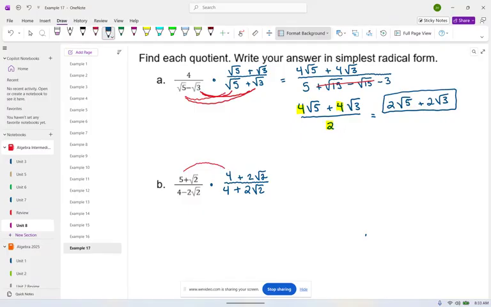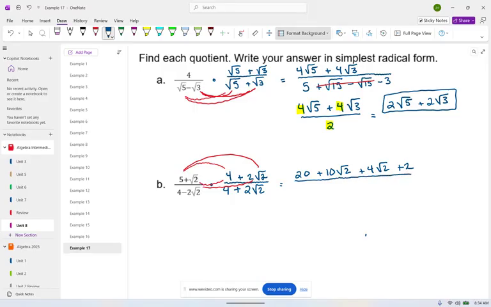So we have 5 times 4, which is 20. 5 times 2 root 2. So we multiply the 5 and 2 together to get 10 root 2. Then we have the inside, square root of 2 times 4, which is plus 4 root 2. Then we have the last terms, which is square root of 2 times square root of 2, which is the square root of 4, or just 2.